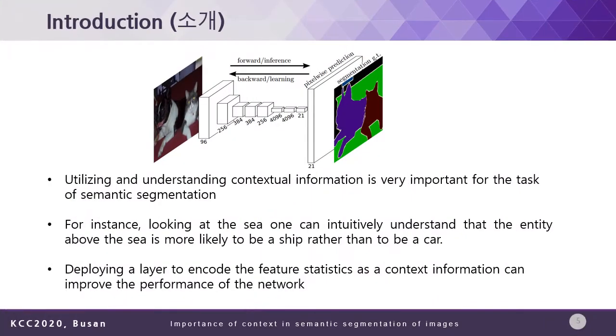As you can see, arguably this is the first semantic segmentation network that is adopted from the image classification task. However, this network lacks the ability to integrate contextual information, which is very important for the task of semantic segmentation. For instance, looking at the scene, we can intuitively understand that the entity above the sea is more likely to be a ship rather than a car. Deploying a layer to encode such statistical features as context information can certainly improve the performance of the network.